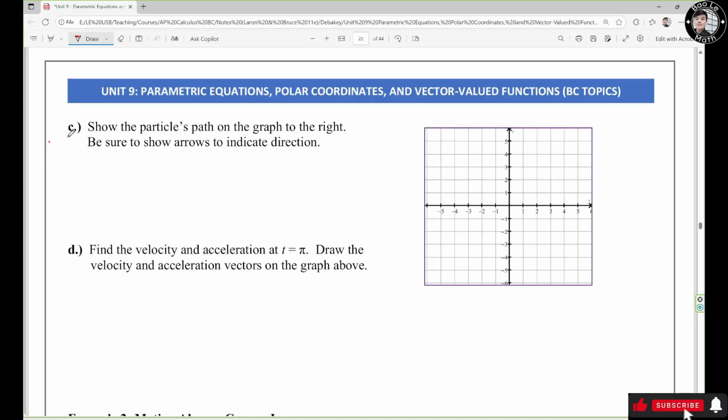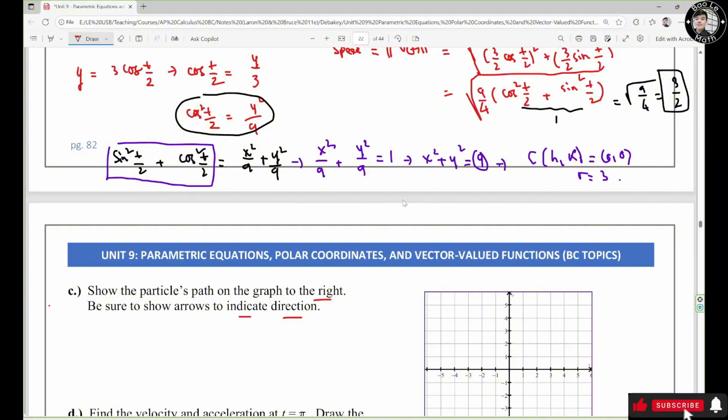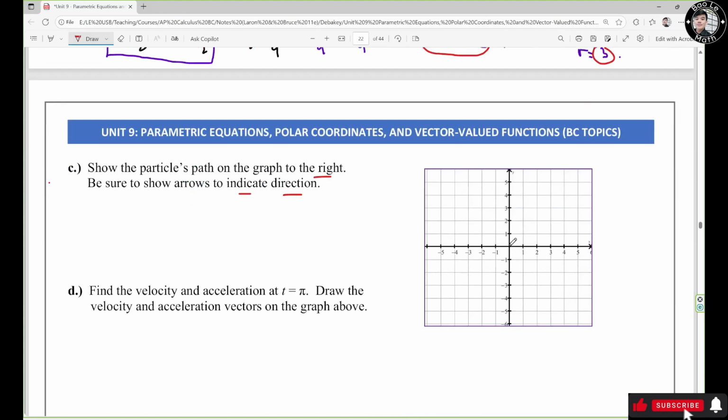Now let's move on to question C. Show the particle's path on the graph to the right. Be sure to show arrows to indicate direction. So we know that the particle moves along the circle x squared plus y squared equals 9. The center is 0, the radius is 3. So center right here, radius is 3, so it could be right here, right here, right here, and right here. Now you just connect these points as a circle.